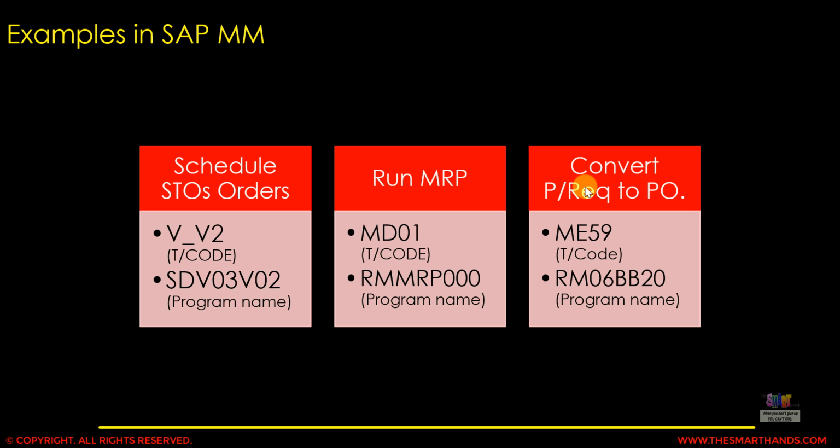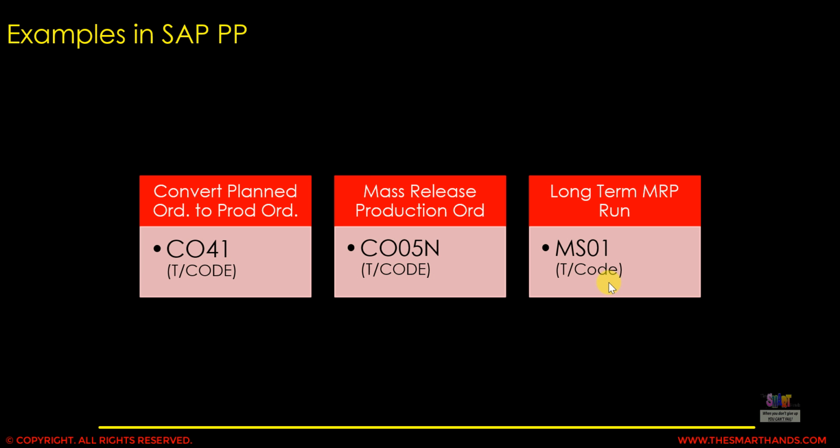And we can also convert purchase requisition to purchase order automatically, either manually via this ME59 transaction code, or this is a program name we can use for the background job. Same way, we have some examples in the SAP PP module where we want to convert planned orders to production orders. That's transaction code CO41. We can also mass release production orders depending on some criteria. CO05N is the transaction code, and also for long-term planning, MS01 is a transaction code.